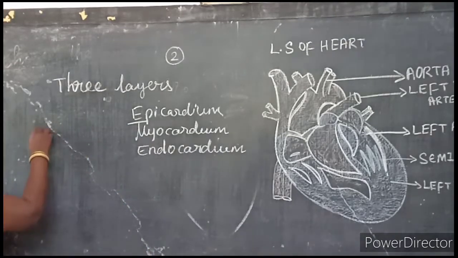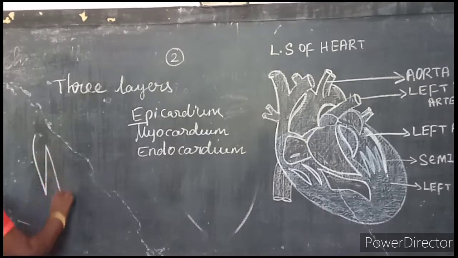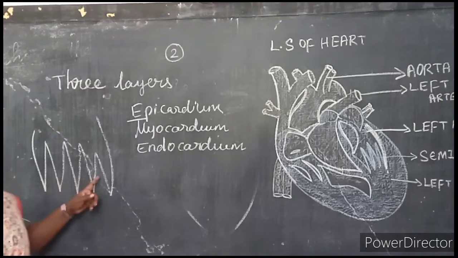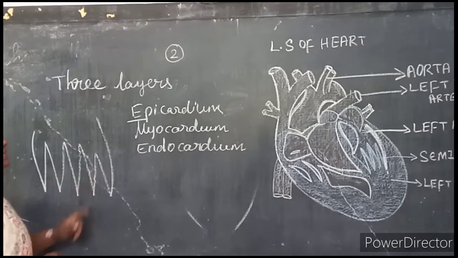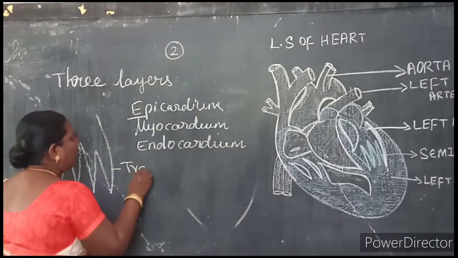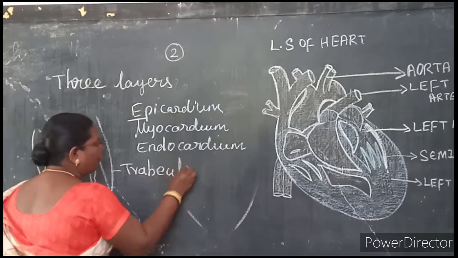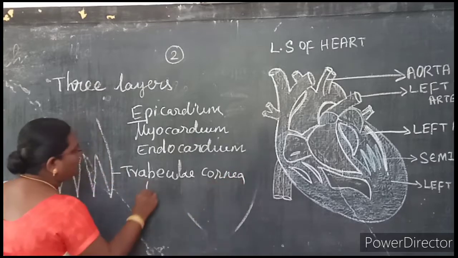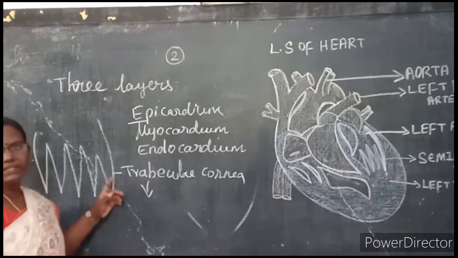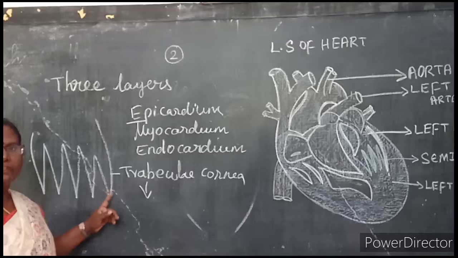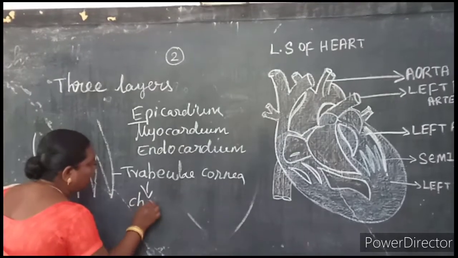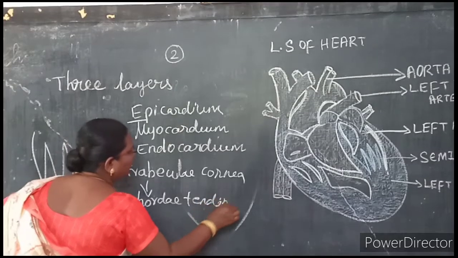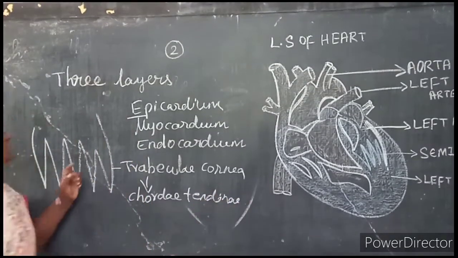So this myocardium is thrown into irregular ridges or foldings. This is called the trabeculae carneae. Say the term: trabeculae carneae. So the trabeculae carneae is modified into the cardiac dendrite. Make sure of the terms. So what is the first one?